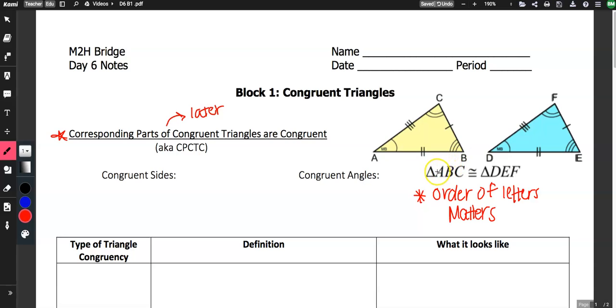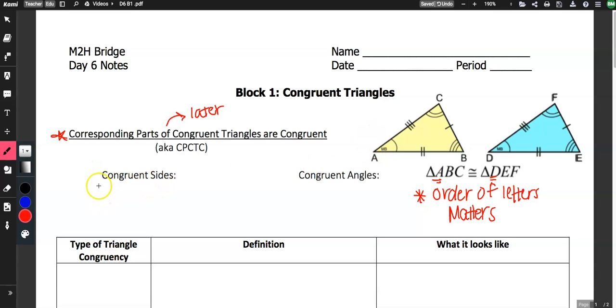So for example, because A is first in the first triangle and D is first in the second triangle, that means angle A and angle D are congruent to each other. Okay, so the order helps you figure out which parts are congruent. Now this picture is easy to see because they're in the same orientation, but most of the time they're not. One is going to be turned a different way.